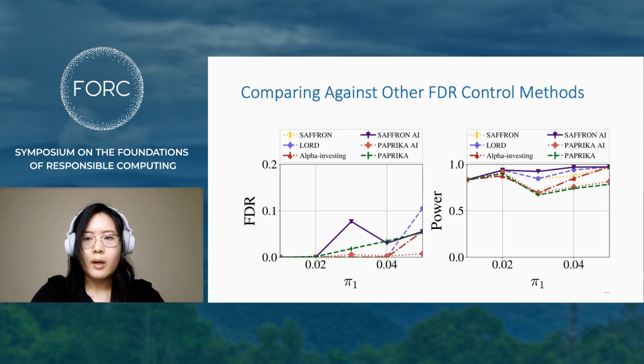And we also compare our algorithms with privacy parameter epsilon equal to 5 with some non-private baseline methods, the LORD, alpha investing, and Saffron. And this Saffron AI also denotes the instantiation with the adaptive candidate checking threshold. And we can see our algorithm tends to have more strict FDR control with some loss in the statistical power.